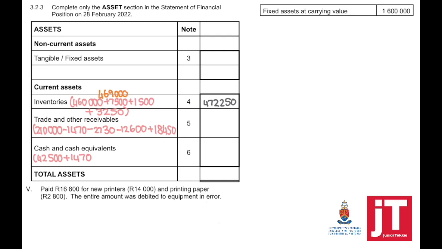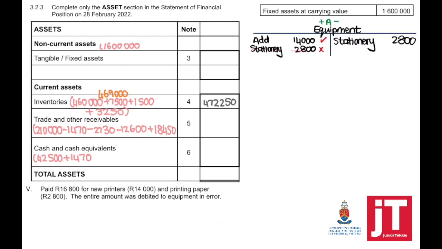Paid 16,800 for new printers and printing paper, but 2,800 was incorrectly debited to equipment. This means we need to adjust the fixed assets or tangible assets. The fixed assets at carrying value was 1.6 million. Equipment would be credited with 2,800, which means that we need to minus 2,800 from that.